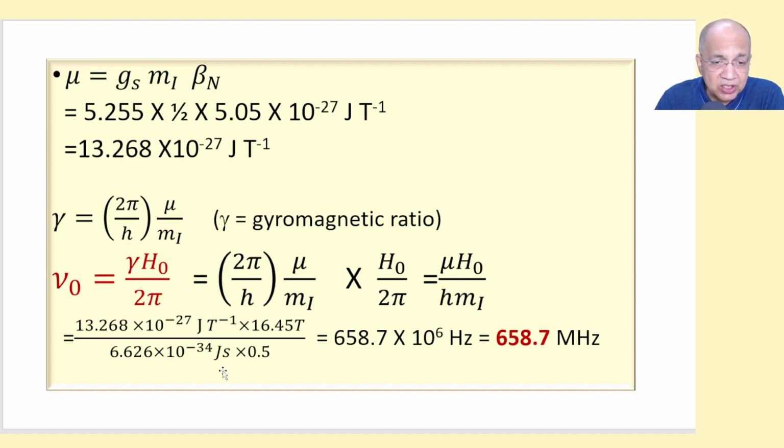And h is the Planck's constant, and I is half for fluorine-19, and you are getting 658.7 × 10^6 hertz, which means 658.7 megahertz. And had it been a proton, the g factor would have been a little more, and the corresponding resonance frequency would have been a little more, maybe 700, I'm just guessing.